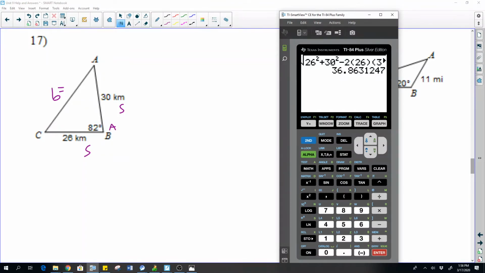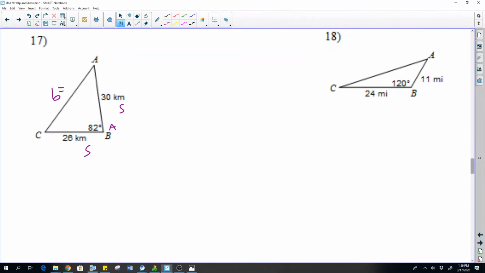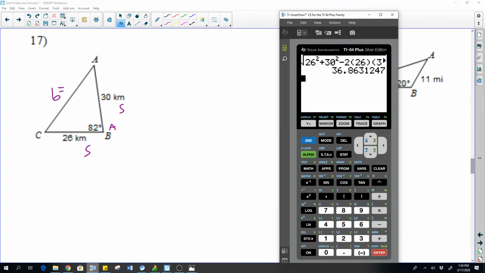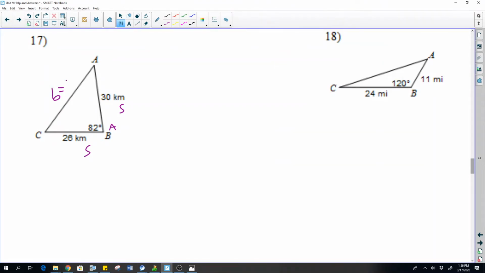So that rounds to 36.9 kilometers. So really it's 36.86, and then at the very end we round to 36.9. The reason why I say that is that when you find the angles, sometimes they're a bit touchy. So I would use the 36.86 when you're doing the angles.